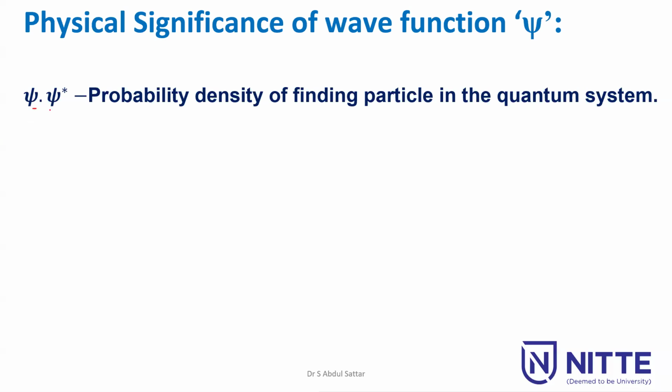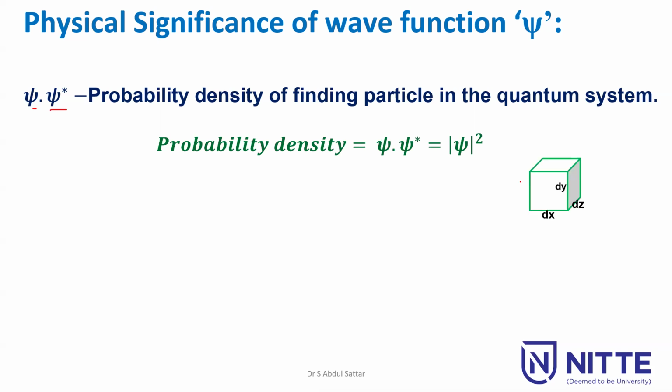If psi is the wave function, psi star is its complex conjugate, then psi into psi star gives the probability of finding the particle at any position at any instant. It also gives the probability density. Suppose you want to find the particle in a small volume dx, dy, dz. The probability is this probability density multiplied by the volume, so it becomes modulus of psi whole square dx dy dz, or psi star psi dx dy dz. This is the probability of finding the particle within this volume.